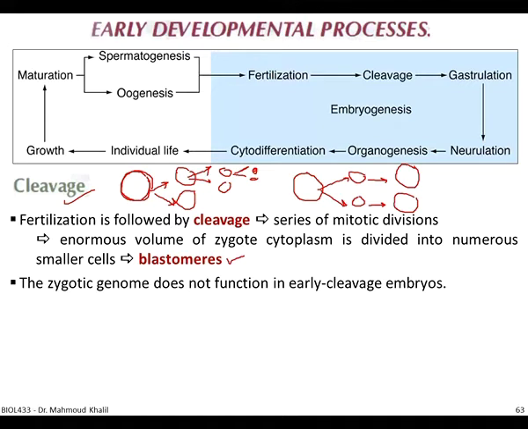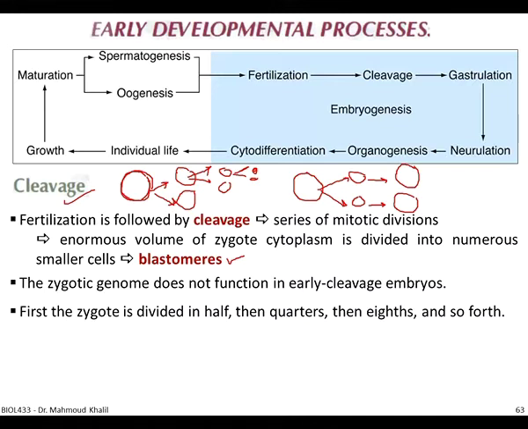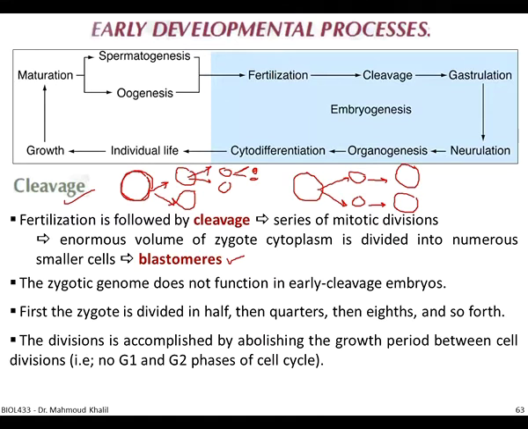So the zygote genome now needs to be dormant. It's not active. The zygotic genome doesn't function in early cleavage because the zygote is only concerned at that early cleavage stage with increasing in number, not in gene expression. So the rest of the zygote is divided into half, then quarters, then eighths, and so forth. The division is accomplished by abolishing the growth period, as I have just said, between cell divisions. So actually, there are no G1 or G2 phases of the cell cycle.